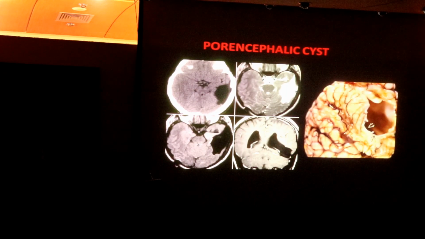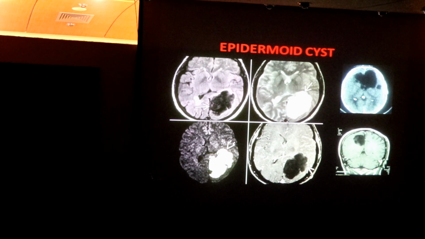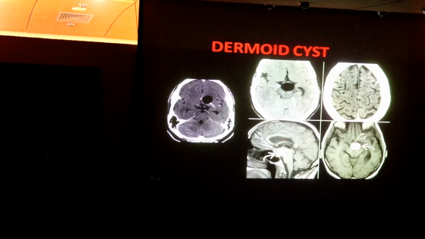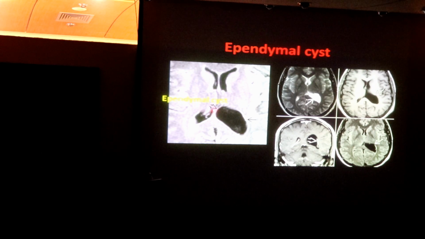For encephalomalacic cyst, after trauma, head injury or surgery, you'll find a cavity. Subcortical cyst, leukodystrophy, it looks like Hydatid. Epidermoid cysts, again, there are ways of differentiating, but you always have to be careful. Dermoid cysts, they could be in the suprasellar area. Choroid fissure cysts. Ependymal cysts, this is the ependymal cyst and this is the choroid plexus.